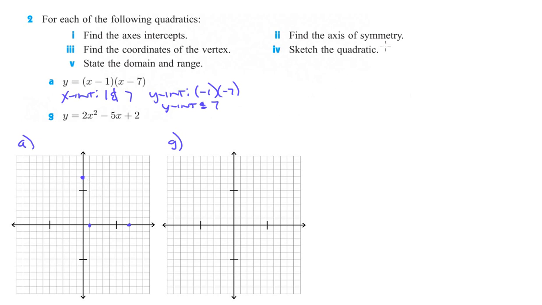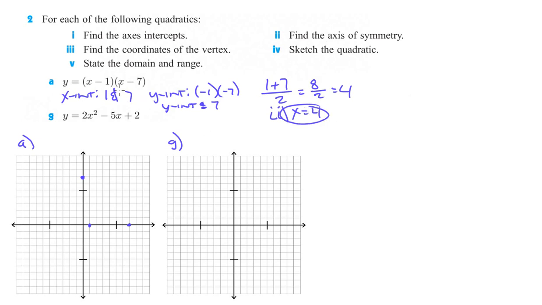Now, find the axis of symmetry. We could do x equals negative b over 2a. Or what we can do instead is just find the halfway point between this 1 and 7, right? So we could do 1 plus 7 over 2. That's going to be 8 over 2, which is 4. So our axis of symmetry is going to be at x equals 4 for part I.